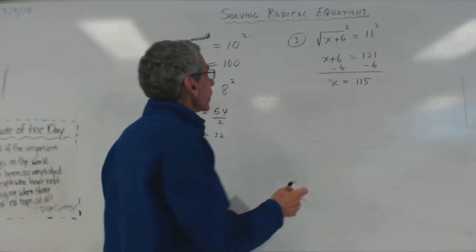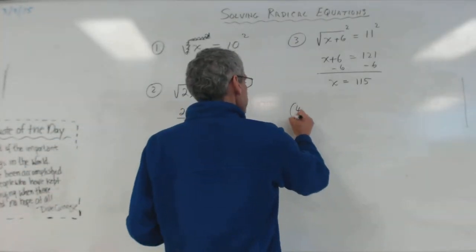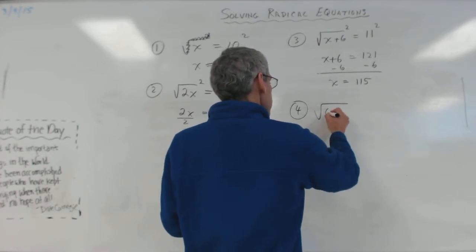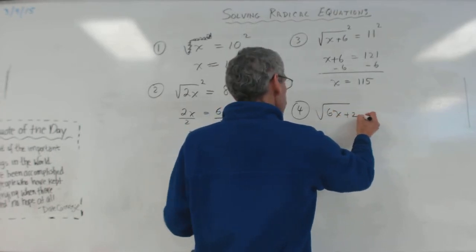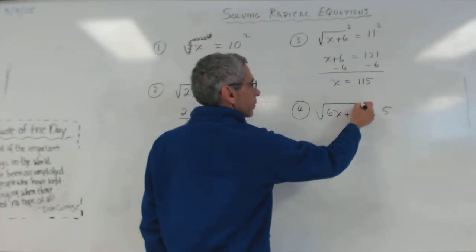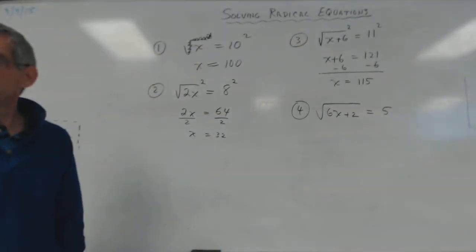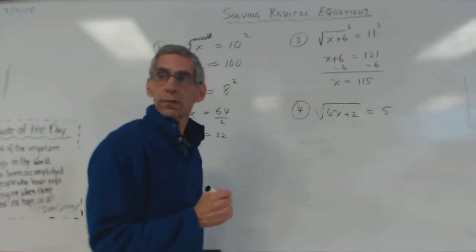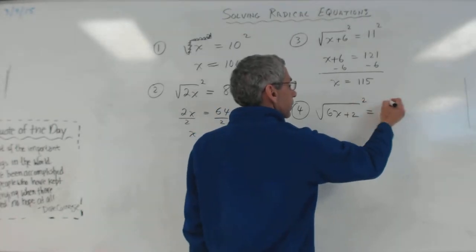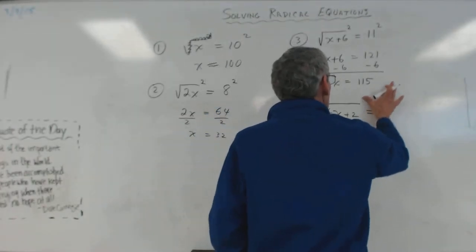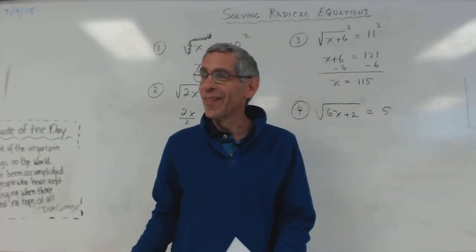Okay, Gary. All right, how about this one? The square root of 6x plus 2 equals 5. Square it. So Michael, help me. Okay. So you square the thing.